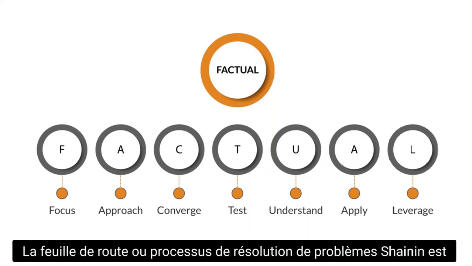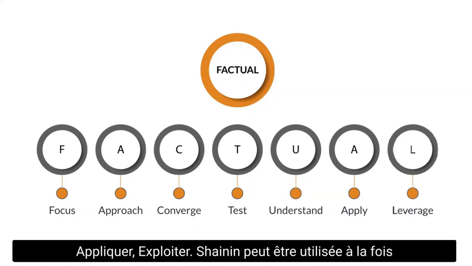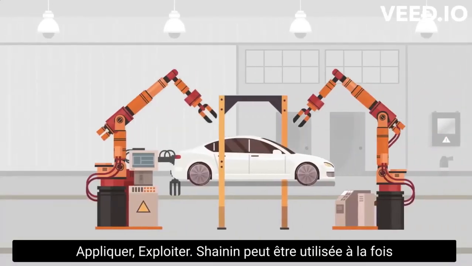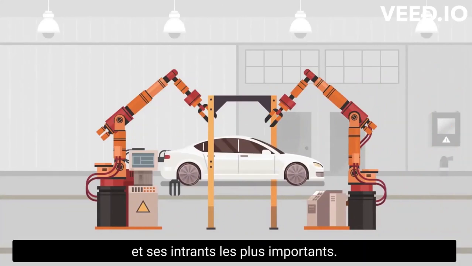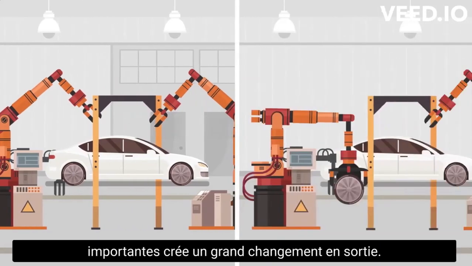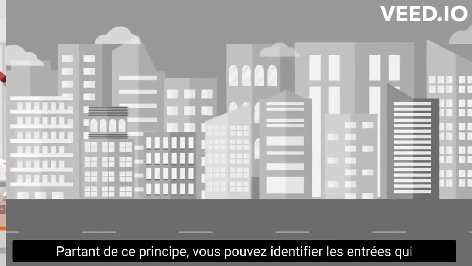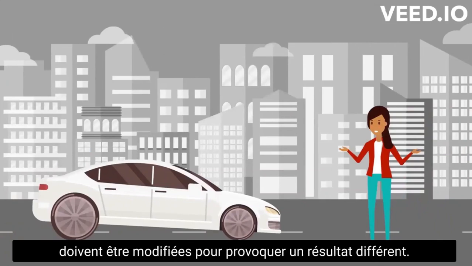The Shainin problem-solving roadmap or process is: focus, approach, converge, test, understand, apply, leverage. Shainin can be used for both deviation problems and variation problems. Shainin breaks a manufacturing process down into its most important inputs. It follows the idea that a change in the most important inputs creates a big change in the outputs. Using this information, you can identify which inputs need to change to provide a different output.